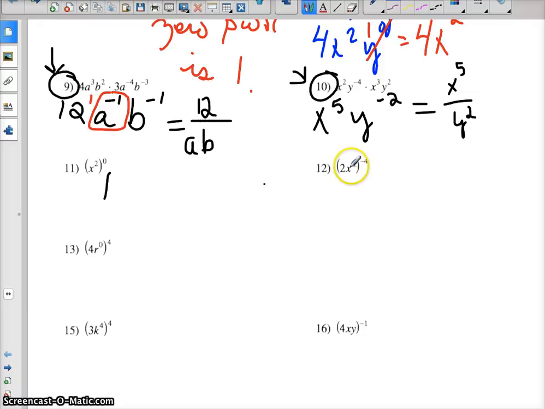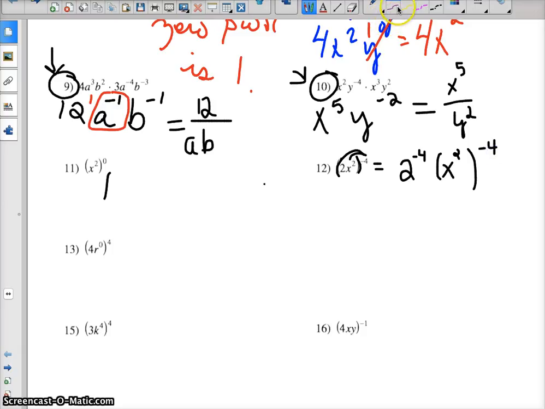We have 2x squared raised to the negative 4 power. When we have an expression inside parentheses raised to a power, we have to remember to distribute that exponent to each factor inside the parentheses. So when we distribute that, this becomes 2 to the negative 4 power times x squared raised to the negative 4 power.